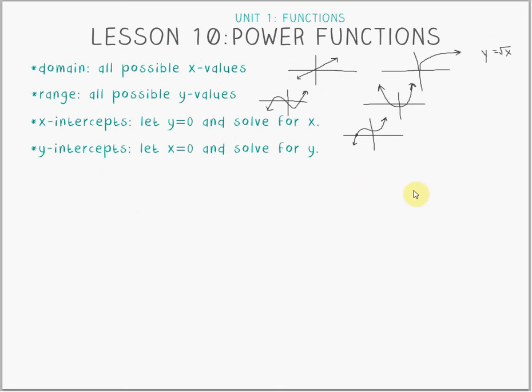Okay, so pull out your calculator, and we're going to find the x-intercepts for f of x equals x squared minus 4. Okay, so when you graph it on your calculator, it looks like a parabola that is shifted down 4. So we want to find this value and this value.